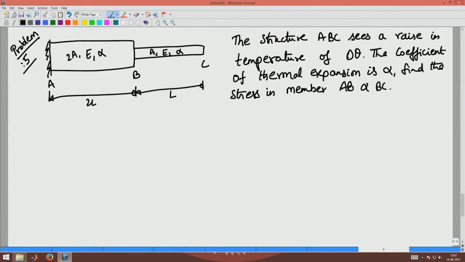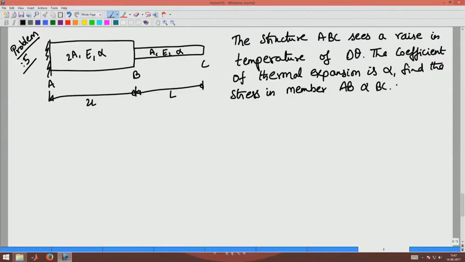There is no applied force here, just the temperature of the structure increases by delta theta. Apart from the stress, I want to find also the displacement of the section B. I want to see by how much this section B moves and what will be the stresses in member AB and BC. Now, what can you say?